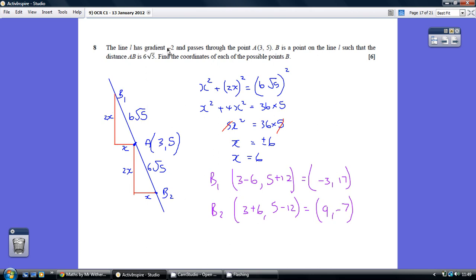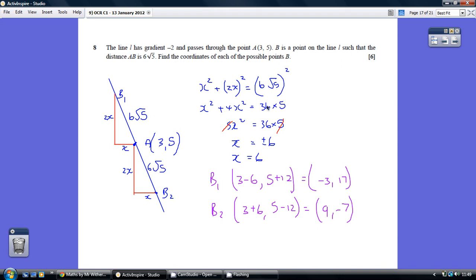Now we don't know the length of the base and the height of these triangles, but what we do know is that the gradient is -2, so this length here is twice as long as this length here. So this then gives us Pythagoras. We can say x squared plus (2x) squared equals (6√5) squared, which I've done over here. Remember, (2x) squared is 4x squared, so gathering up the left we get 5x squared. Remember, (6√5) squared is 6 times √5 times 6 times √5. 6 times 6 is 36, √5 times √5 is 5.